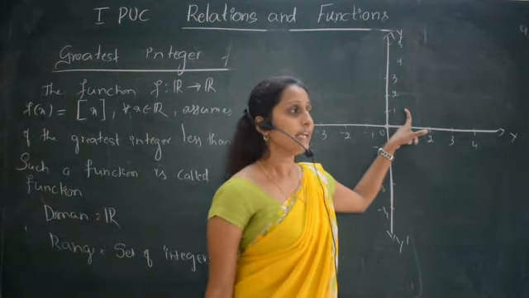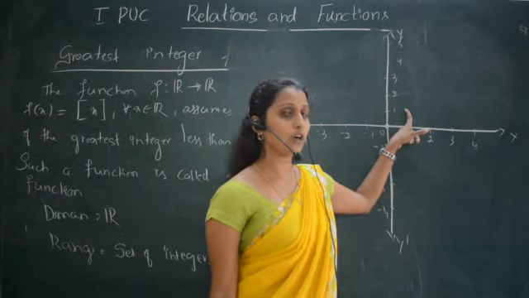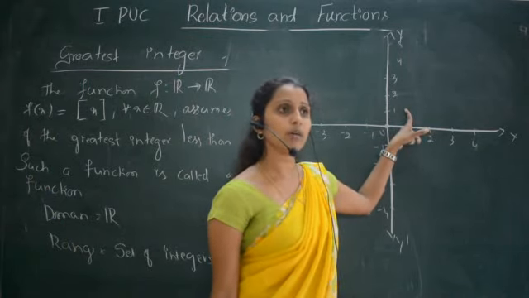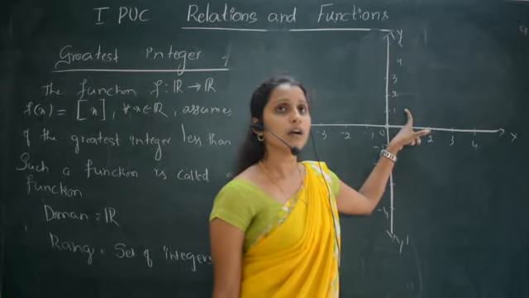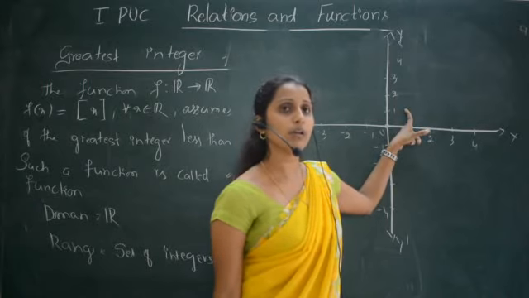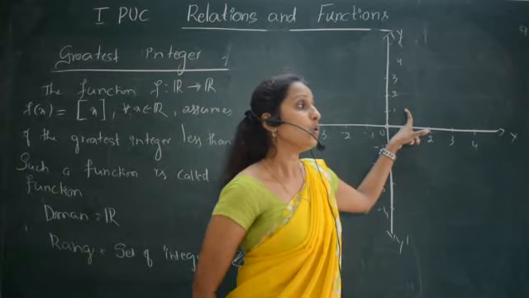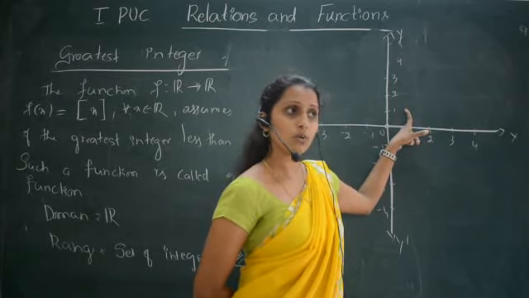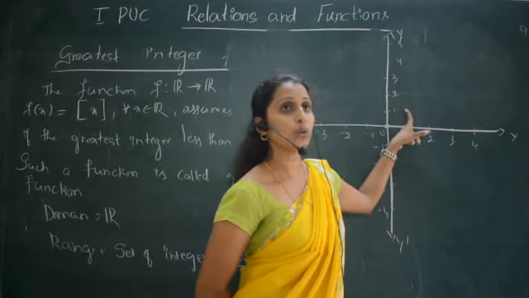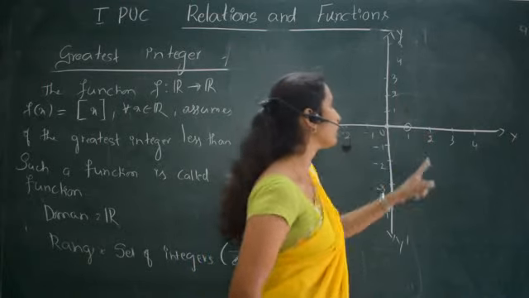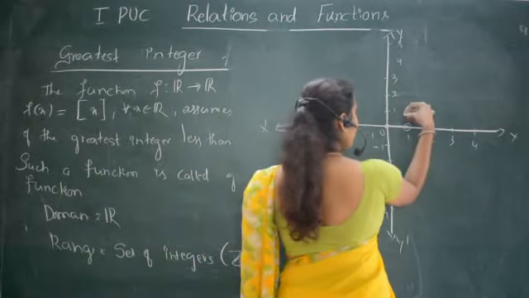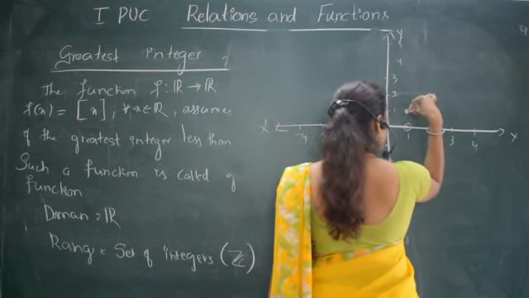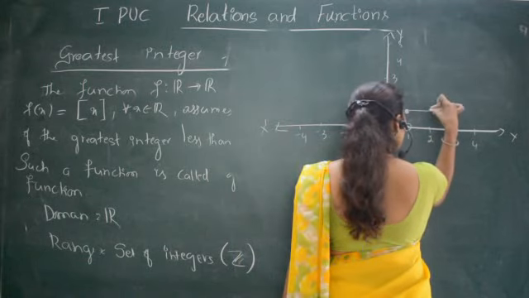If I take 1.1, again not an integer, so 1. 1.2 is 1, 1.3 is 1, 1.5, 1.6, 1.7, 1.8 are all 1. 1.9 is also 1, 1.9999 is also 1, but 2 is not 1. X equal to 2 means it is 2 only. So all these values, including this value up to here, but excluding this.